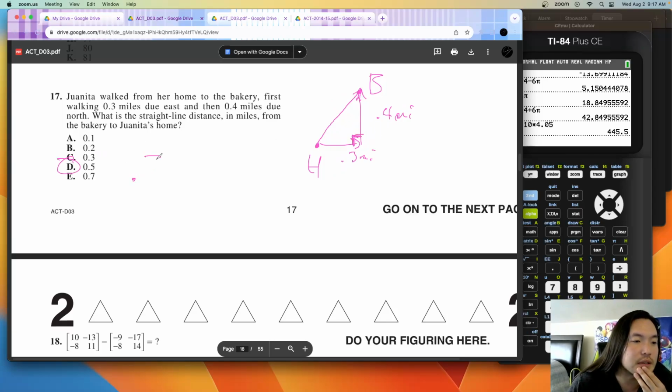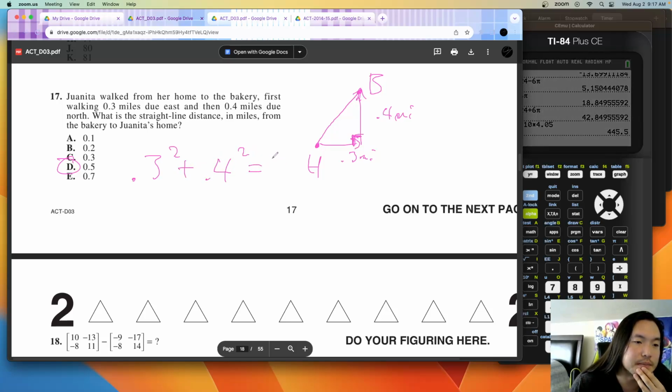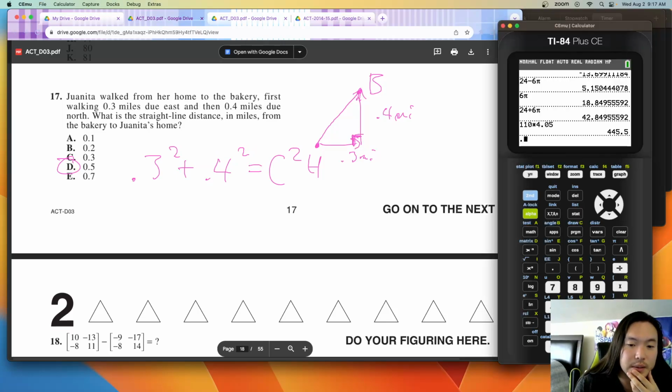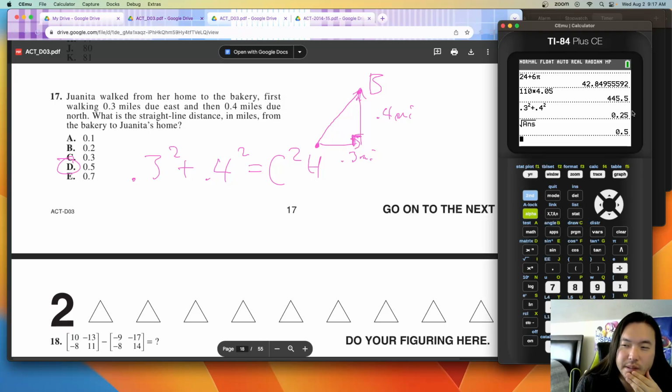But you can definitely use the Pythagorean theorem. Let's call it C. So here, you grab your calculator, 0.3 squared plus 0.4 squared, square root of that answer, and the answer is 0.5. How do you feel about that one?